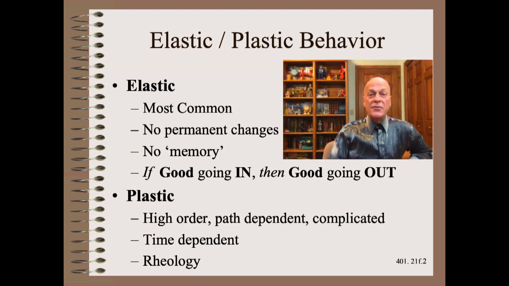The first of 2 key concepts for storage sorrows is the difference between elastic and plastic behavior. Elastic behavior is the most common and the simplest to understand. Elastic means there is no permanent change for a roll just sitting in storage. Elastic means that the roll has no memory of being stored. Most importantly, elastic means that if the roll goes in good, the roll will go out good.